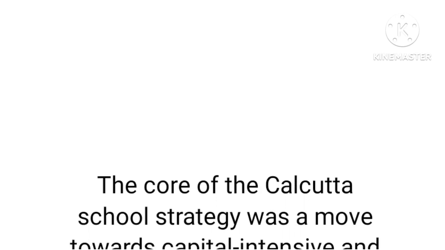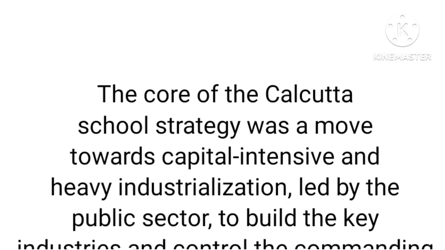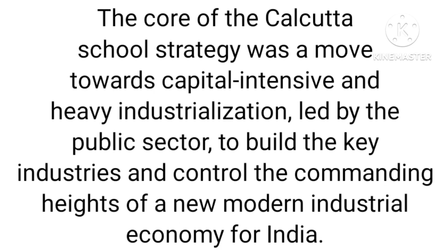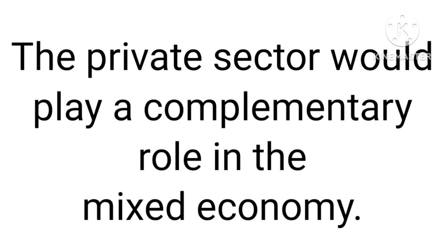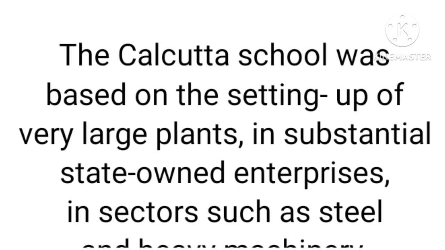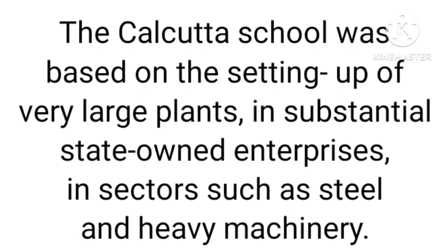The core of the Calcutta school strategy was a move towards capital intensive and heavy industrialization led by the public sector to build the key industries and control the commanding heights of new modern industrial economy for India. The private sector would play a complementary role in the mixed economy. The Calcutta school was based on the setting up of very large plants in substantial state-owned enterprises in sectors such as steel and heavy machinery.